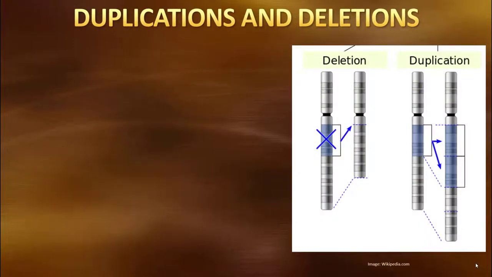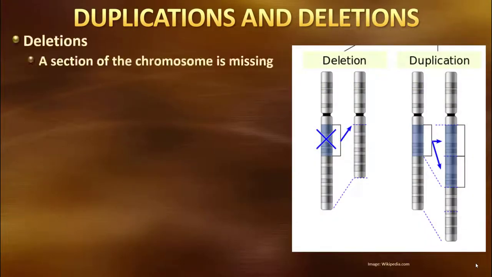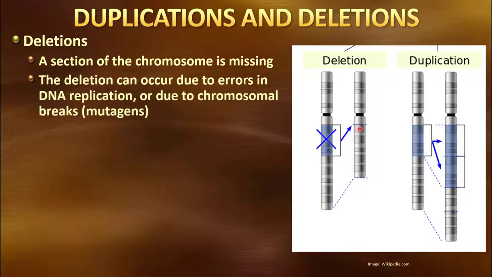Here we'll look at duplications and deletions. In a deletion, a section of a chromosome is missing. We see an example of that here on the left. If this piece of the chromosome is cut out and then the remaining chromosome is stitched back together, we have a deletion. The deletion might be due to errors during DNA replication when this chromosome made a copy of itself. It just didn't copy that section.